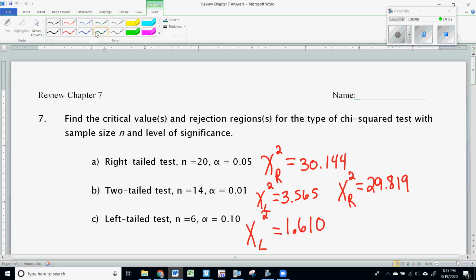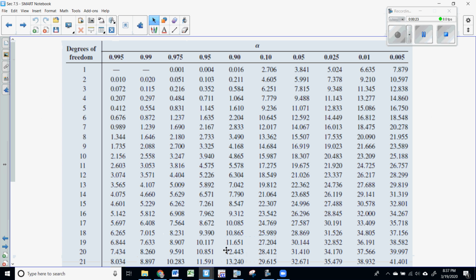In this video, I want to go over the review worksheet over Chapter 7 over hypothesis testing. The first question deals with a chi-squared test and finding the critical values from the chart. So if you remember, when we look at the chi-squared chart, it is always the area to the right. So we have to think about that based on the type of test it is.